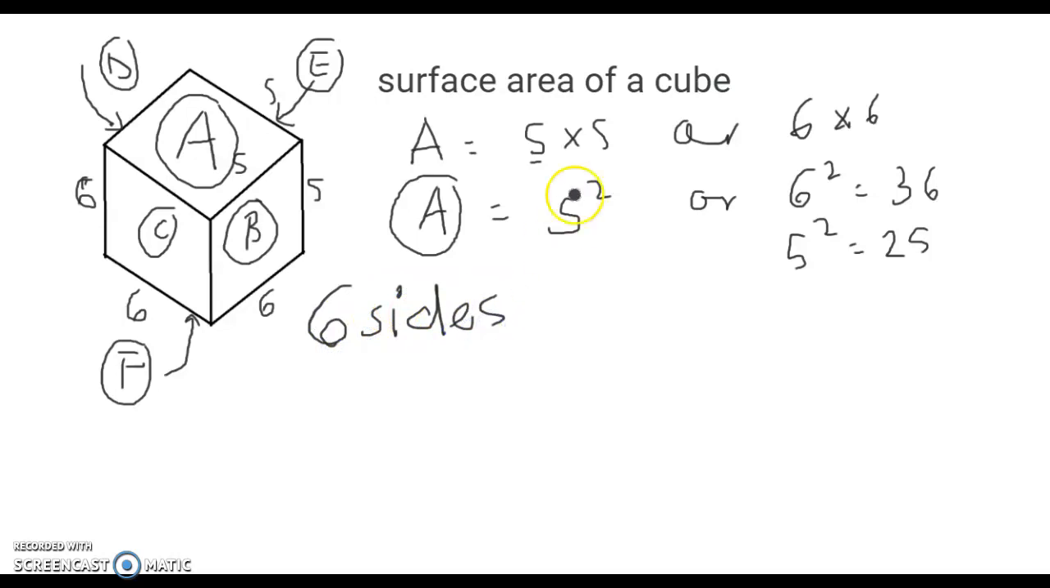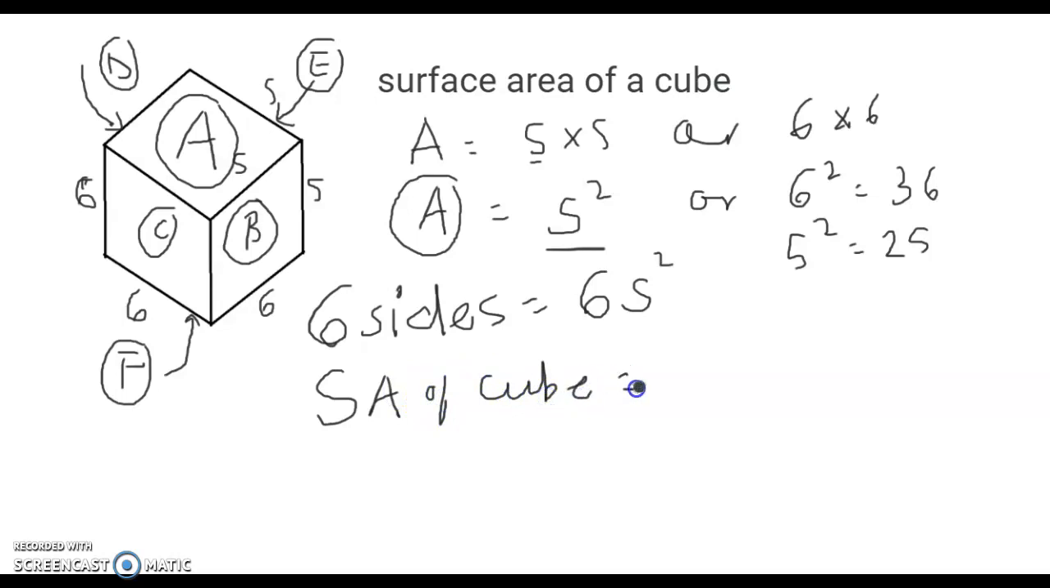Now we know that the area of one side is S square. If this is S square, then 6 sides will be 6S square. So the formula for the surface area of a cube is 6S square or 6L square. Suppose instead of side you say one length of a cube, so it can be 6L square also, and it could be 6A square if A is the length of one side.